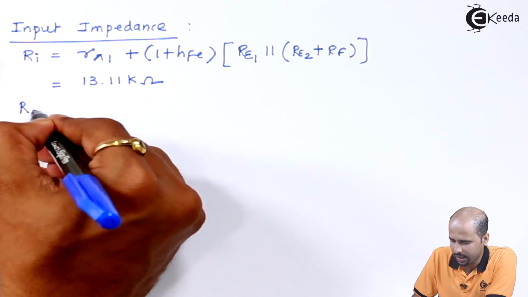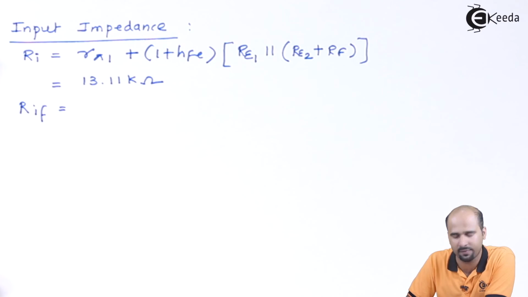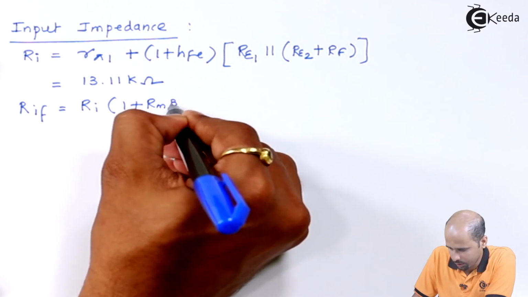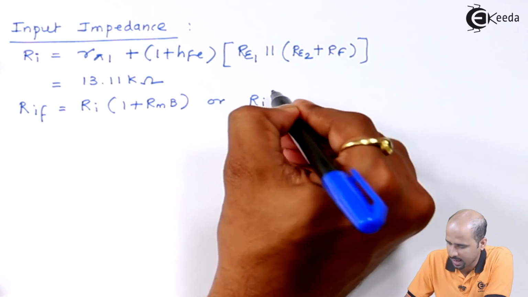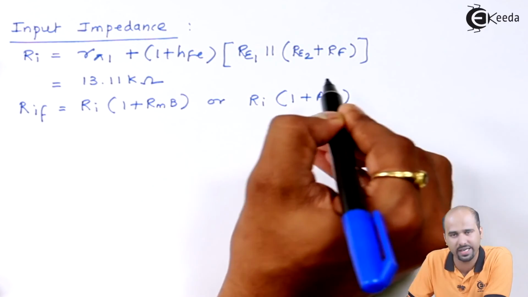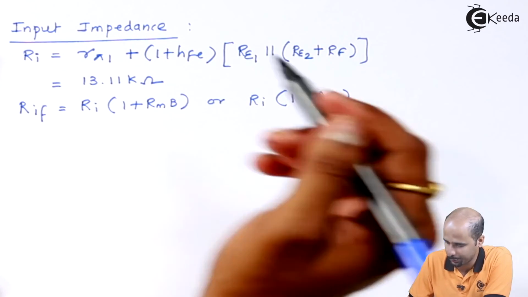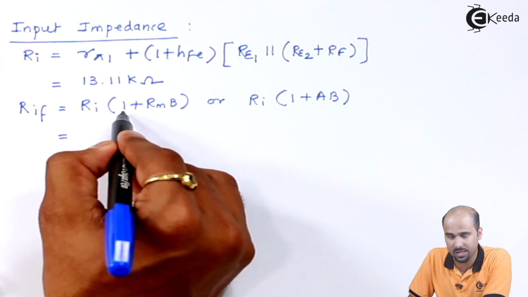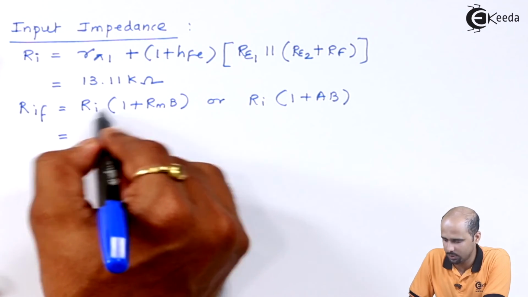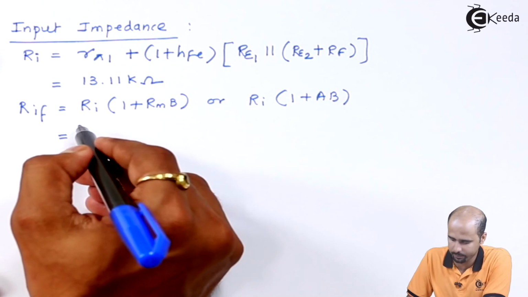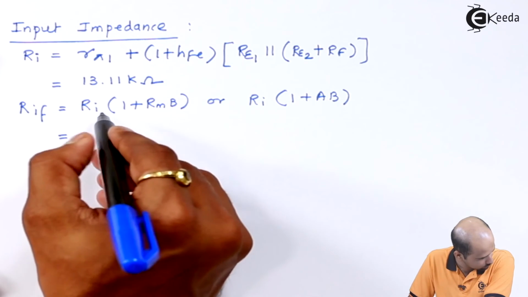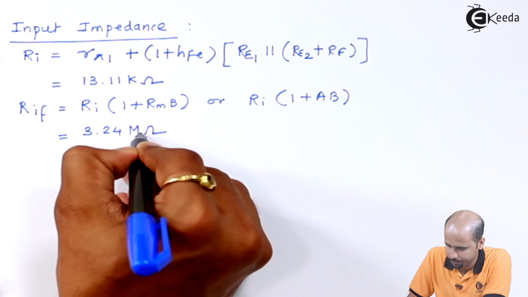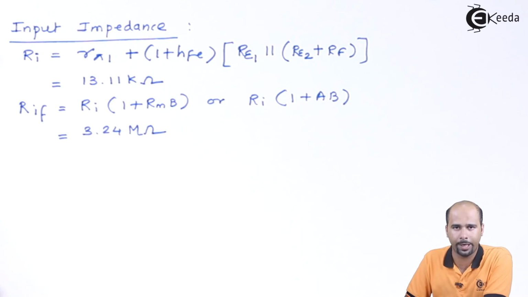Once we get the value of Ri, we can easily get the value of Rif. Rif is nothing but Ri into 1 plus Rm into B, or you can also say it as Ri into 1 plus AB, because we have treated A and Rm as equal value. The value is coming out to be 3.24 mega ohm. This is the value of Rif.